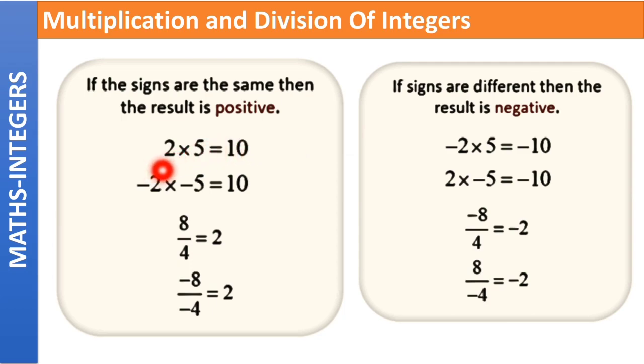Let us look at the first example here. 2 into 5. Now both the numbers have positive signs. I mean, they are not showing positive signs, which means that they are positive. There is no need to specifically mention the plus sign here. We simply assume that both the numbers have the plus sign. 2 5s are 10, and as both the numbers have the plus sign, the answer will also be positive.